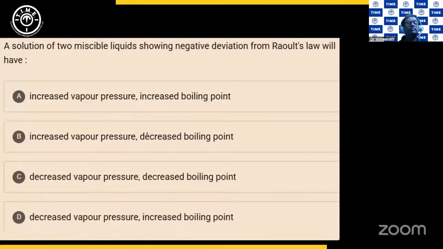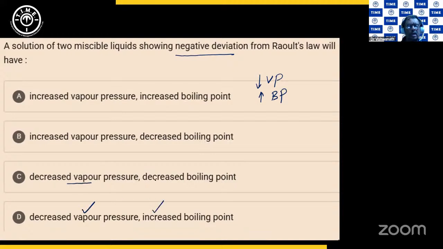Now let us check how much we have understood. A solution of two miscible liquids showing negative deviation from the Raoult's law. Negative deviation means what? There is a decreased vapor pressure, and therefore there is an increased boiling point. Where is this? Decreased vapor pressure and an increased boiling point.